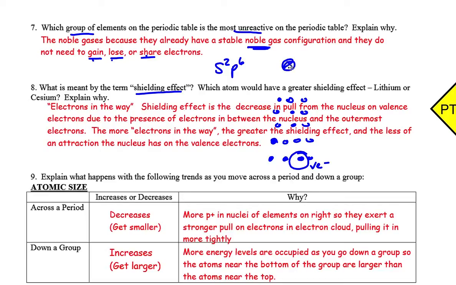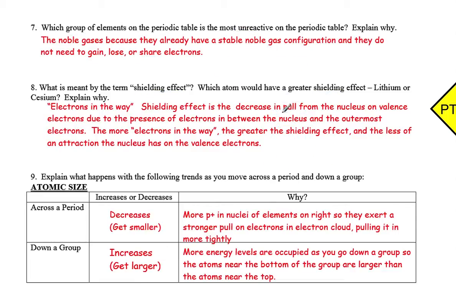If this is the nucleus, which is positive, the positive pull on this valence electron here would be reduced because all of these electrons are in the way, and that pull isn't as strong. If that pull was on this electron, it would be much stronger because it's closer. So shielding effect is like kids in the way. And we're always talking about the pull from the nucleus on valence electrons.